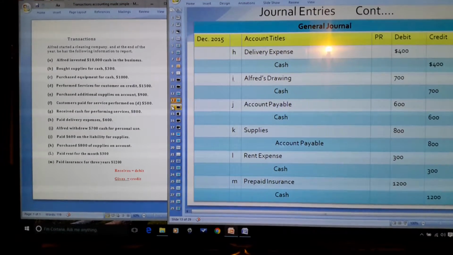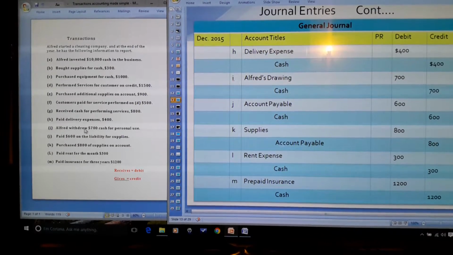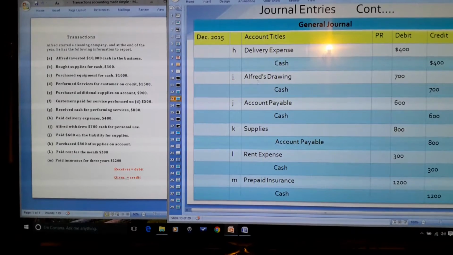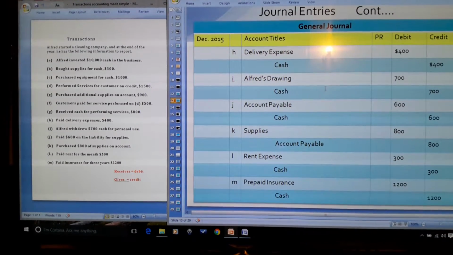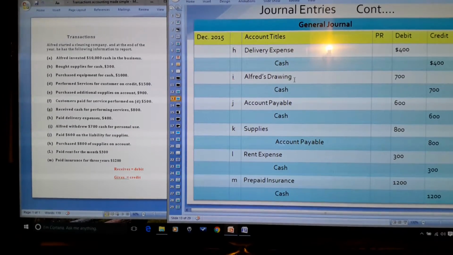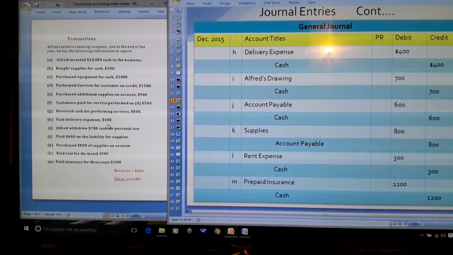I says what? I says Alfred withdrew 700 cash for personal use. He is paying himself. He withdrew this money. So cash is given to withdrawals. So the withdrawings account is 700 and cash is 700.